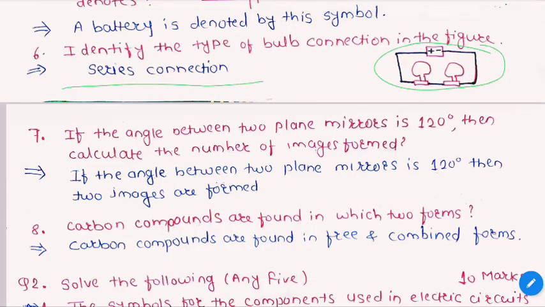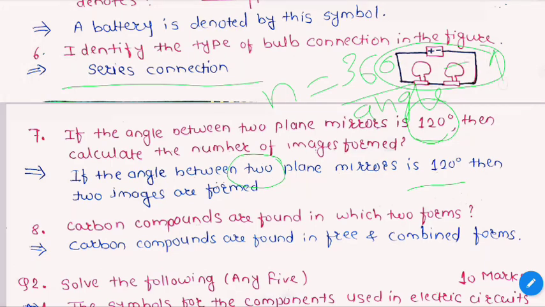The next question is: if the angle between two plane mirrors is 120 degrees, then calculate the number of images formed. Here two images are formed. If the angle is 120 degrees, this can be calculated by the formula n = 360 upon the given angle, minus 1. This formula is used to calculate this.